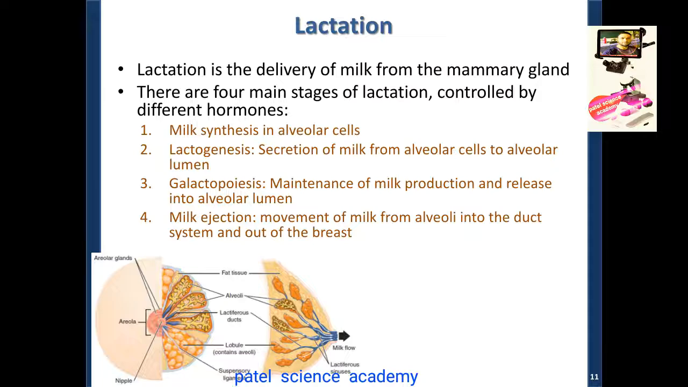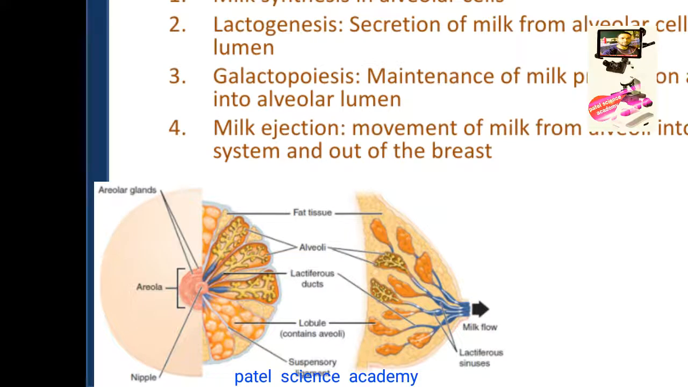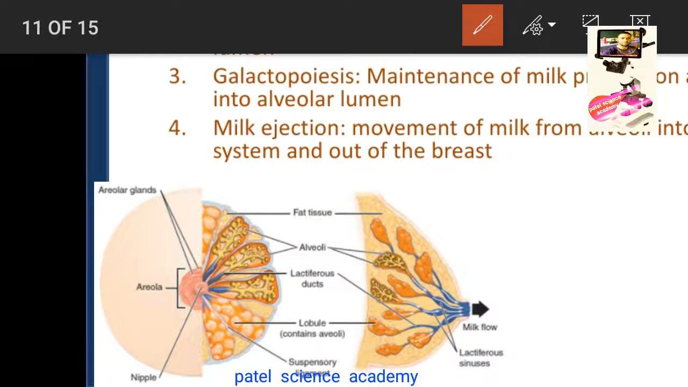As you can see in this diagram, this is the structure of the mammary gland, and these are the alveolar gland. You can see here in the pink color, and this alveolar gland has the areola, and this areola has this nipple, and in this there are fat tissue, there are alveoli.